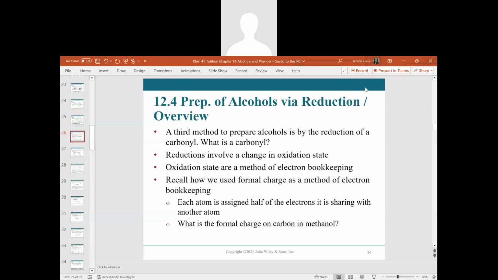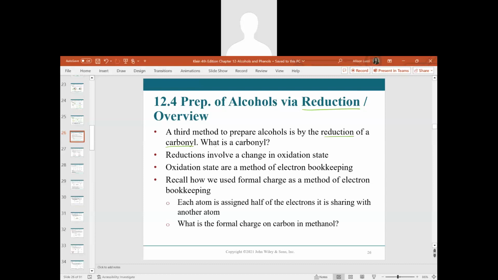In section 12.4, we will look at another method to prepare alcohols. So we've already seen both substitution, SN1, SN2, and addition reactions of various forms. Now we're going to take a look at a reduction to form an alcohol, to prepare an alcohol. So we can reduce a carbonyl.